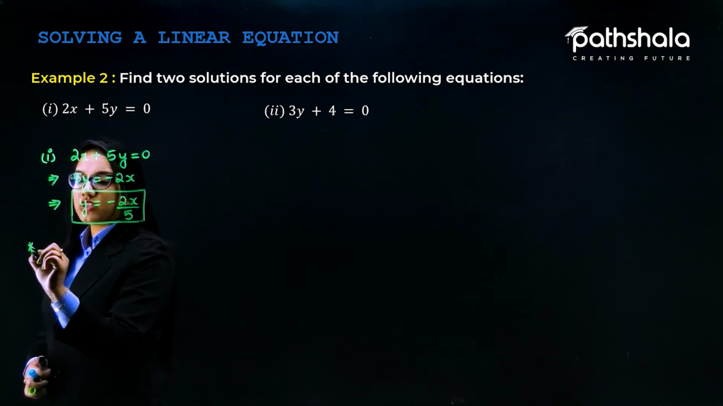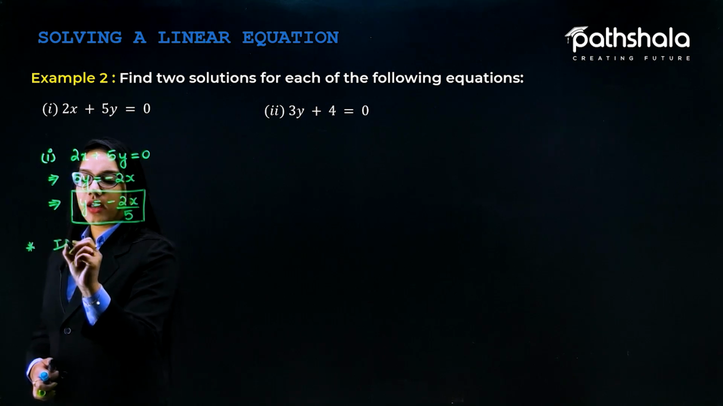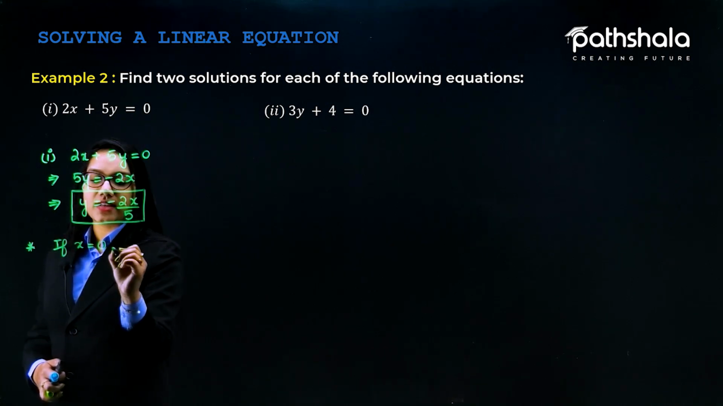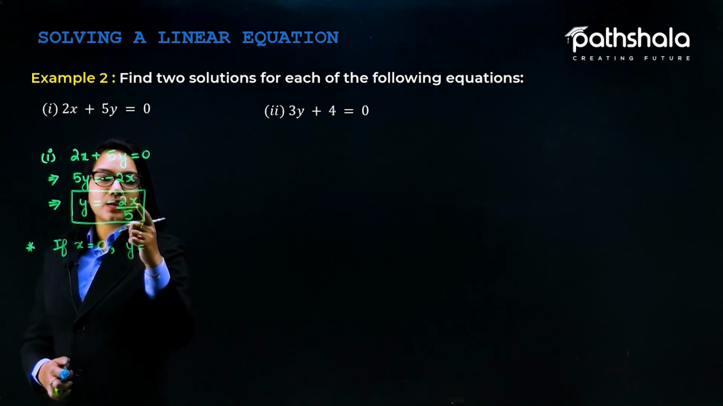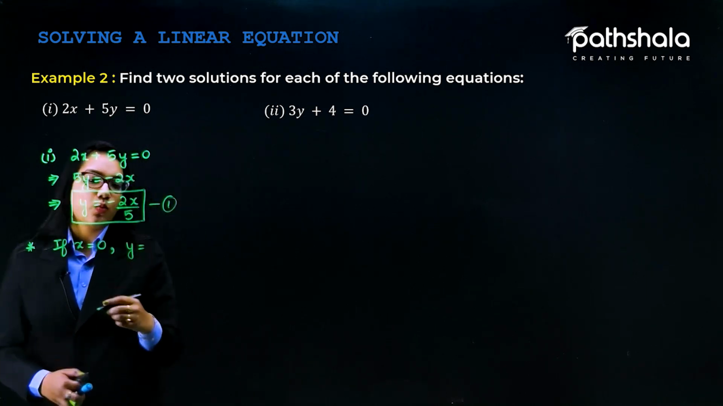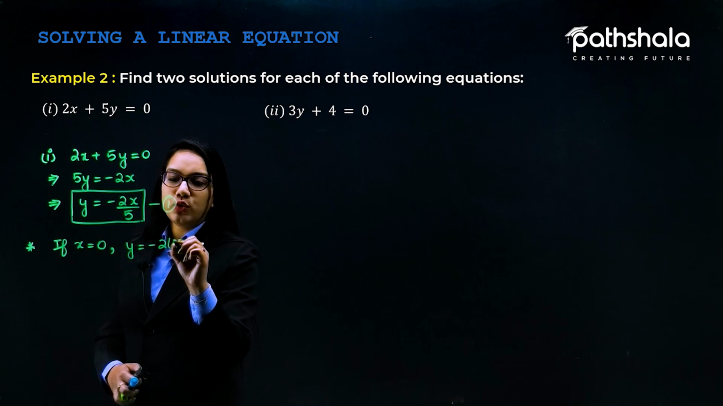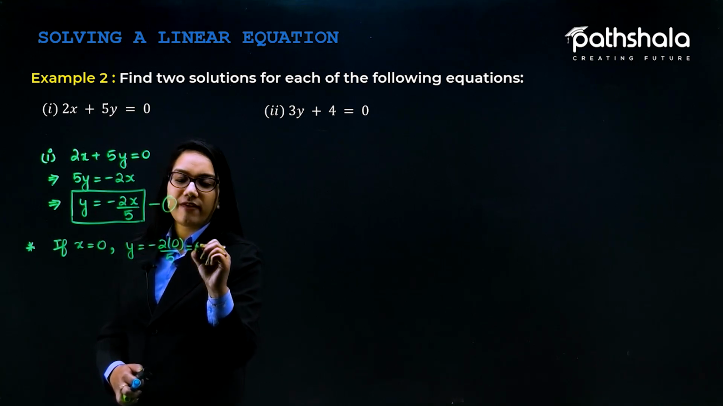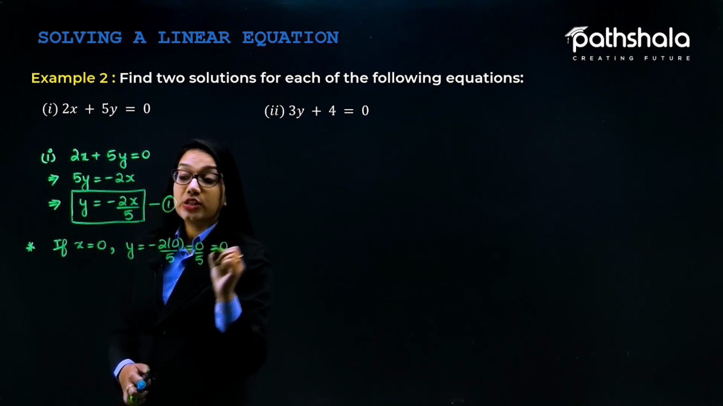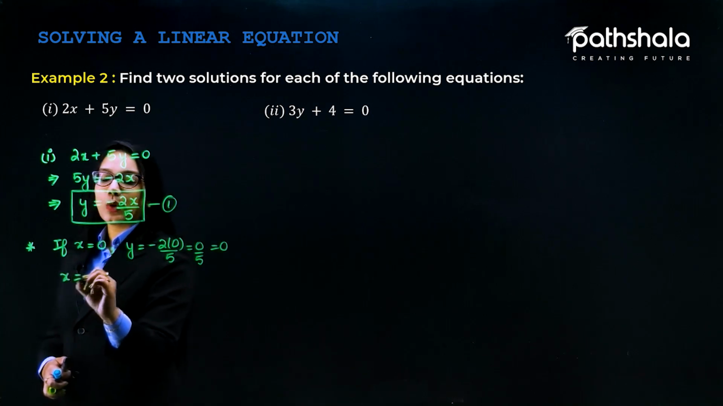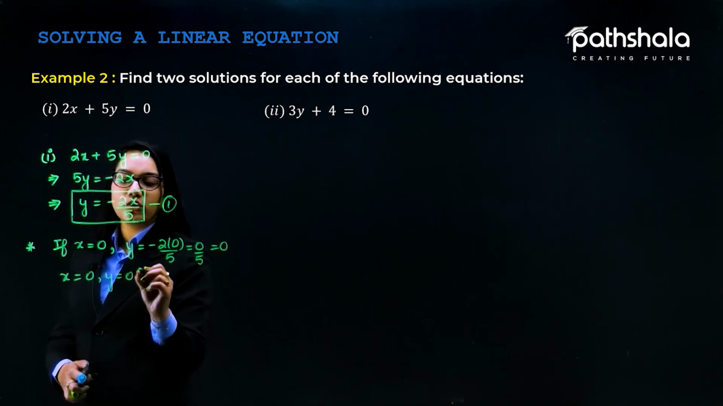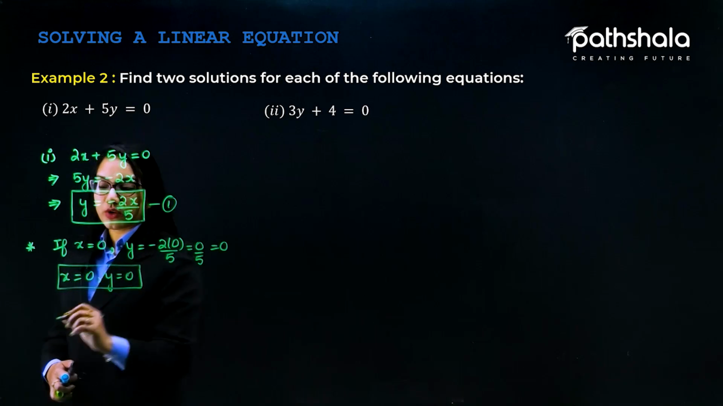Let us start by substituting x as 0 in this equation, which I'm calling equation 1. It will be minus 2 into 0 by 5, so it is 0 by 5, which is nothing but 0. Hence for x is equal to 0 we are getting y is equal to 0. This is the very first solution of this equation.